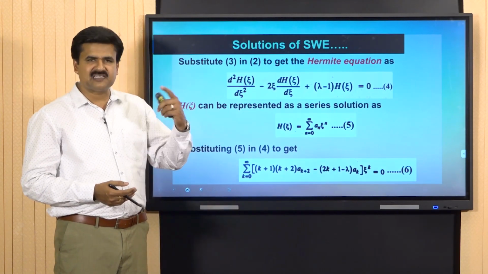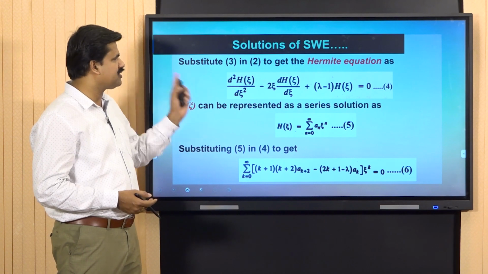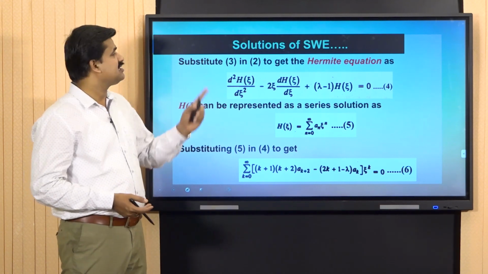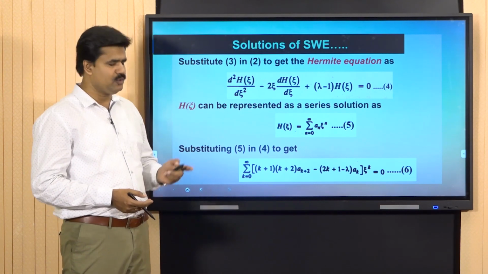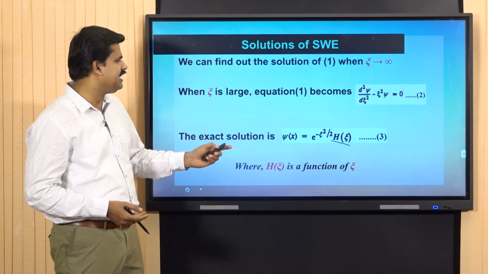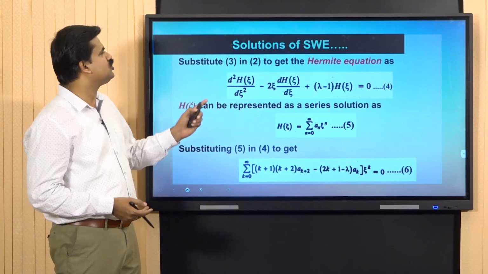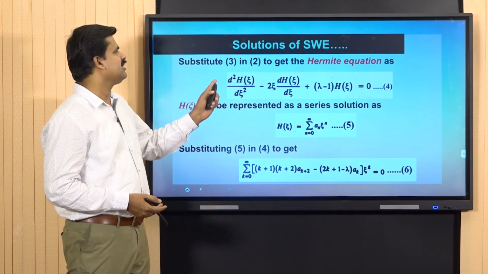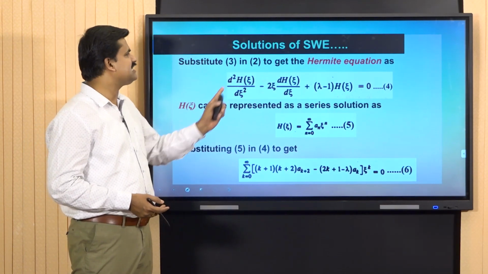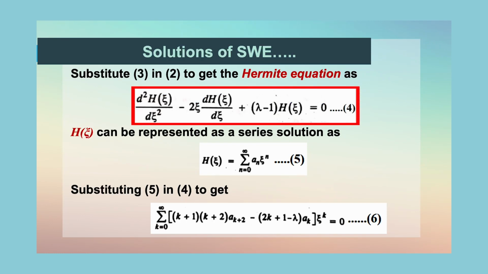Moving on to further solutions, or to get the complete solution, substitute the value of the previously learned psi x in equation number 2 to get the solution. To get the equation, d square h psi divided by d psi square minus 2 psi dh psi divided by d psi plus lambda minus 1 into h psi is equal to 0.